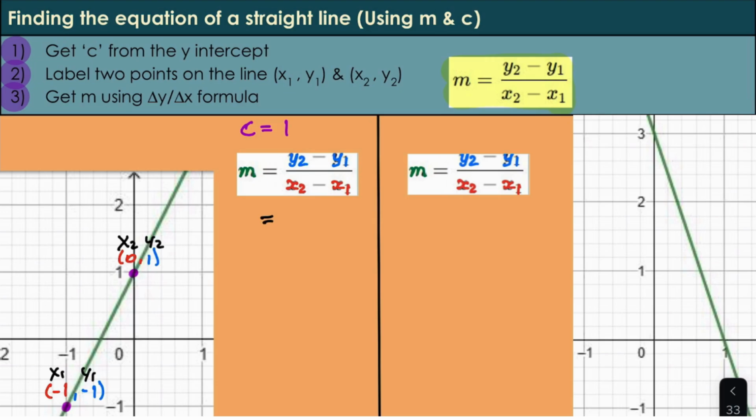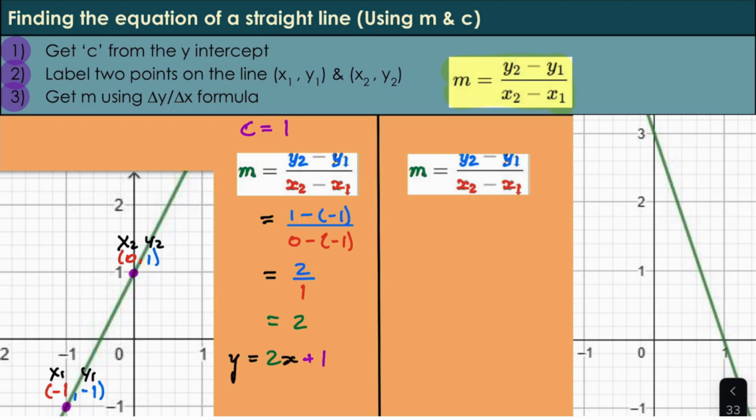Step 3, get m using change in y over change in x formula. So we have our formula, we just need to put the values correctly into the formula. y2, 1, minus y1, minus 1. x2, 0, minus x1, negative 1. 1 minus minus 1, that becomes 1 plus 1, which is 2 on top. On the bottom, 0 minus minus 1, that becomes positive 1. Our slope is 2. And we can write our straight line equation.